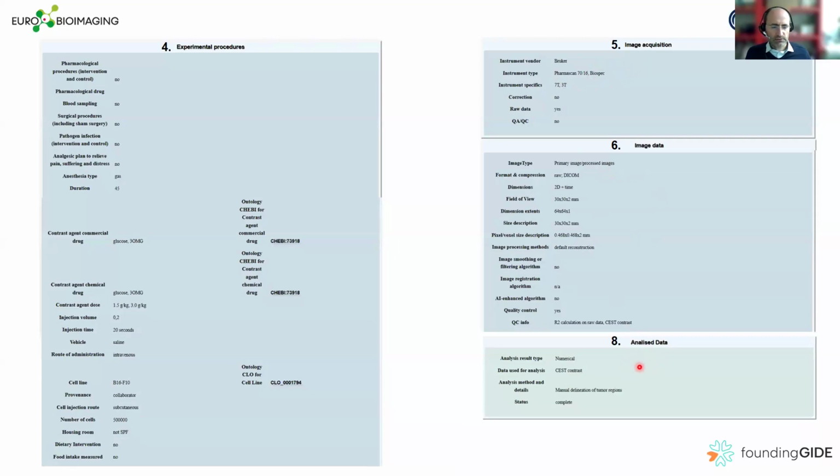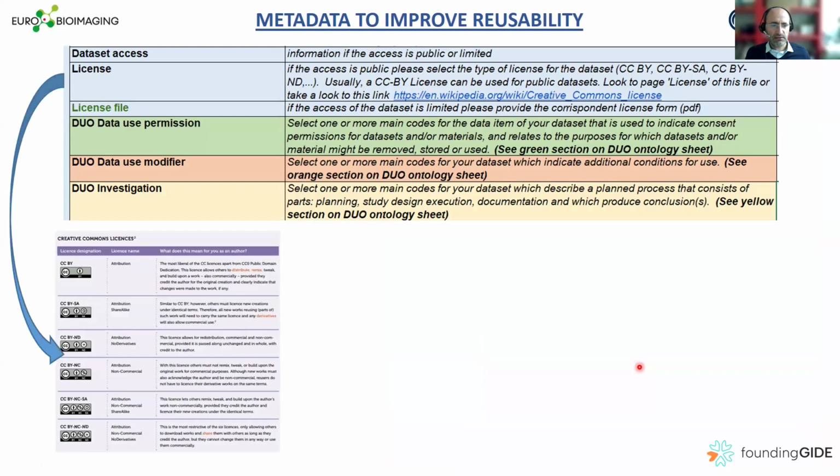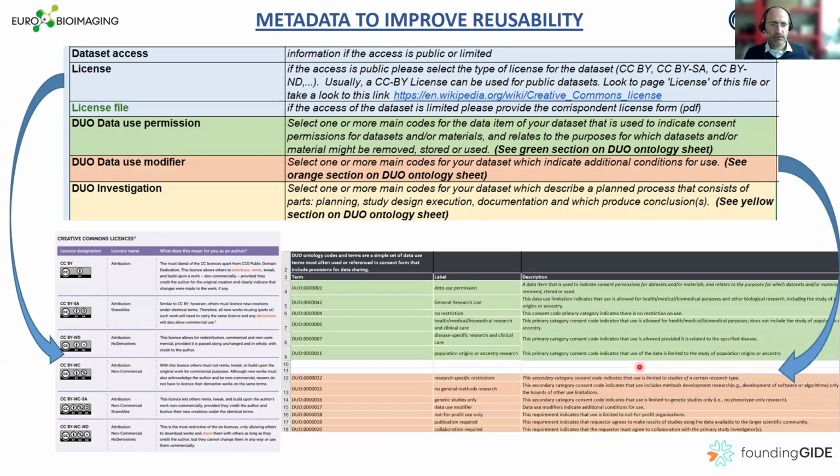So as you can see, there is quite a full list. We have almost 200 metadata that can describe all of this dataset. And very importantly, we also included the information related to the way in which you can reuse the images. And so we have metadata that describe the license type that is associated to the image dataset, as well as ontologies that describe how you can reuse the data.